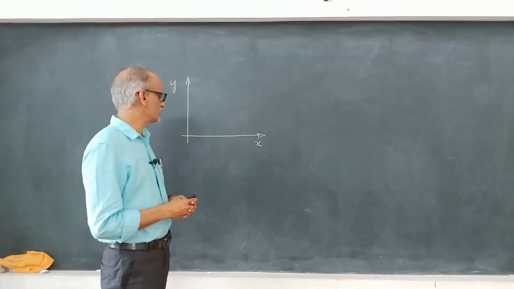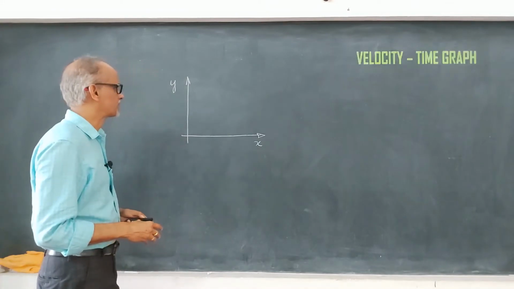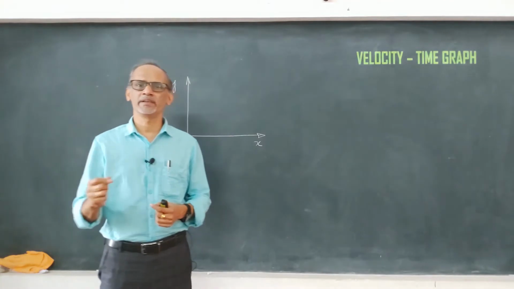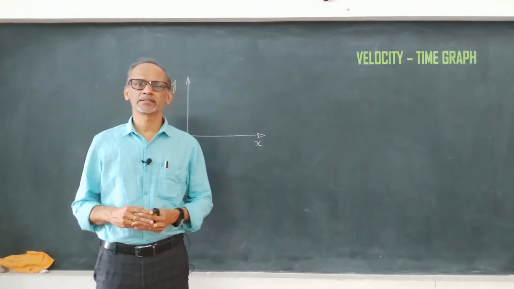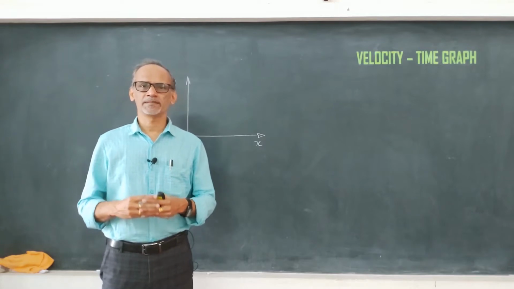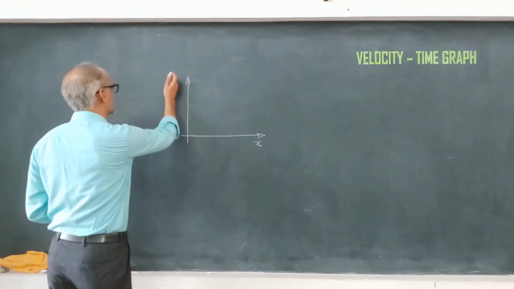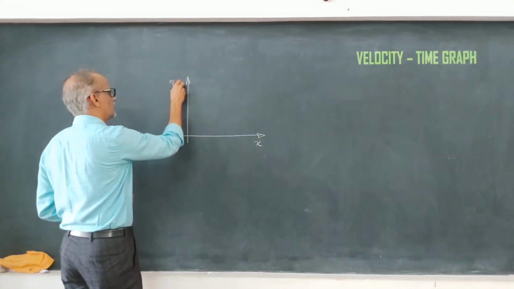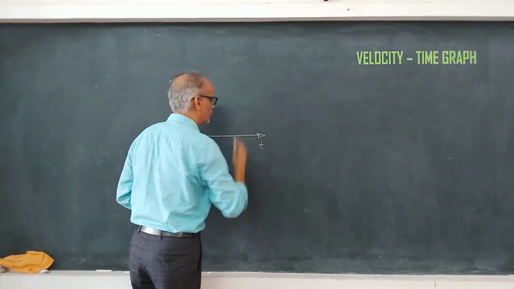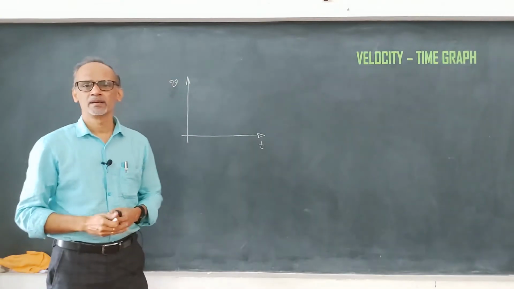And we are going to learn a graph, and that graph is called the VT graph. V stands for velocity, T stands for time. So, what is a VT graph? A graph obtained by plotting velocity along the y-axis and time along the x-axis is called a VT graph.